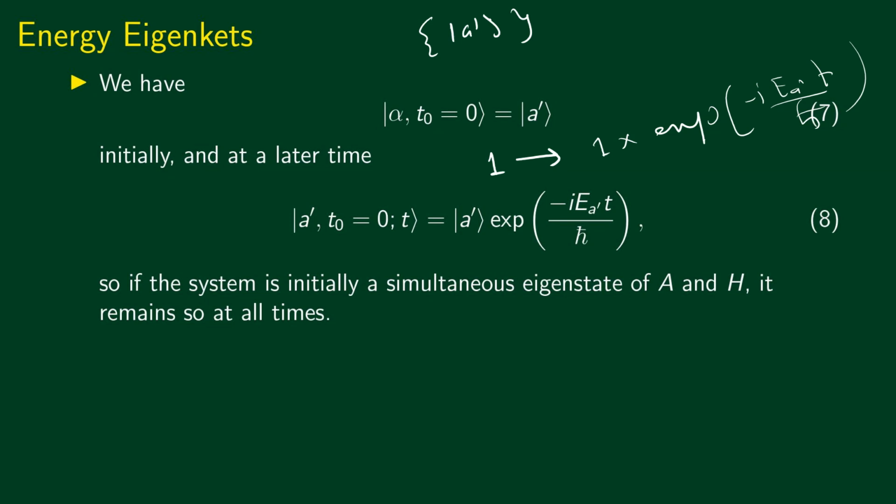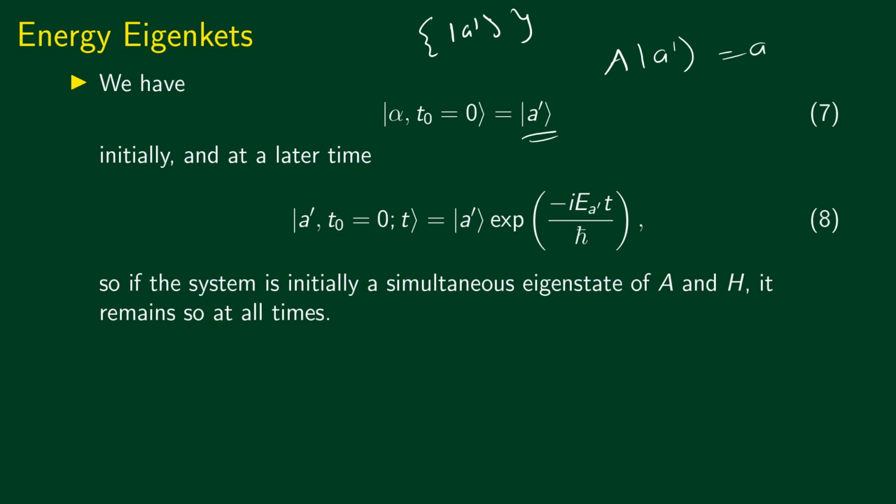Since all other expansion coefficients are 0 initially, they remain 0. So the state at a later time t, which we write as |a', t0; t⟩, is |a'⟩ multiplied by this phase factor. Now we see that initially this is an eigenket of operator A with eigenvalue a'. This is also an eigenket of the Hamiltonian operator with eigenvalue E_a'.